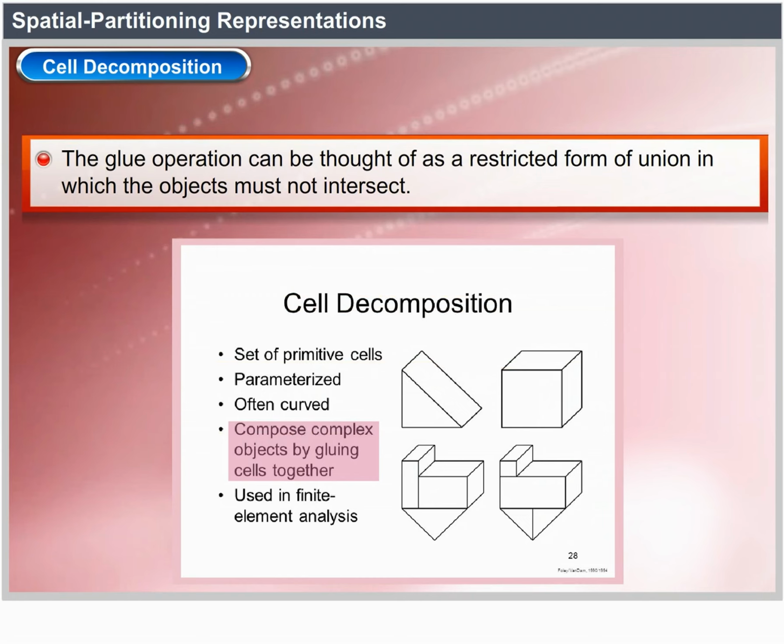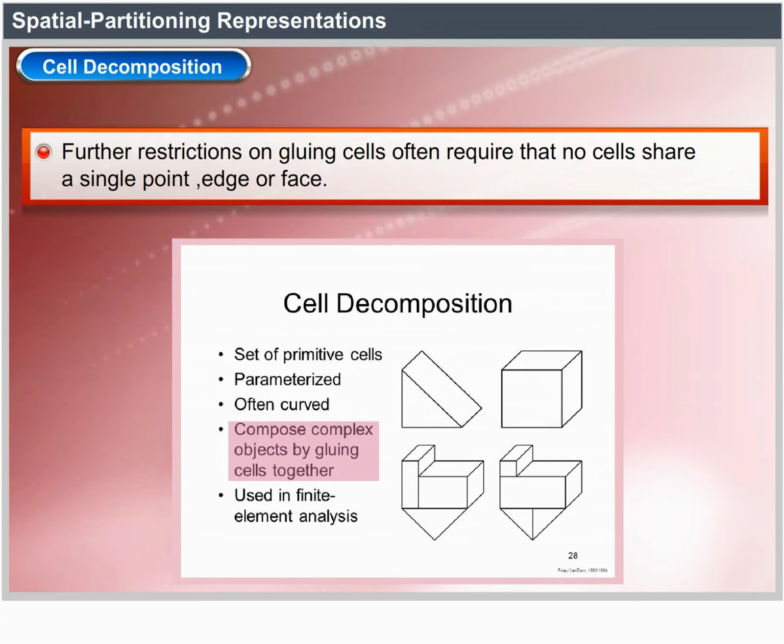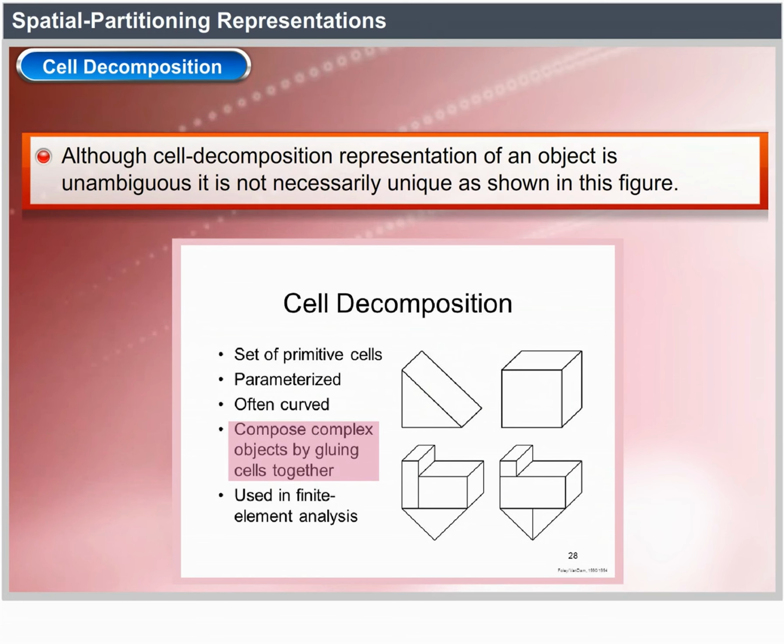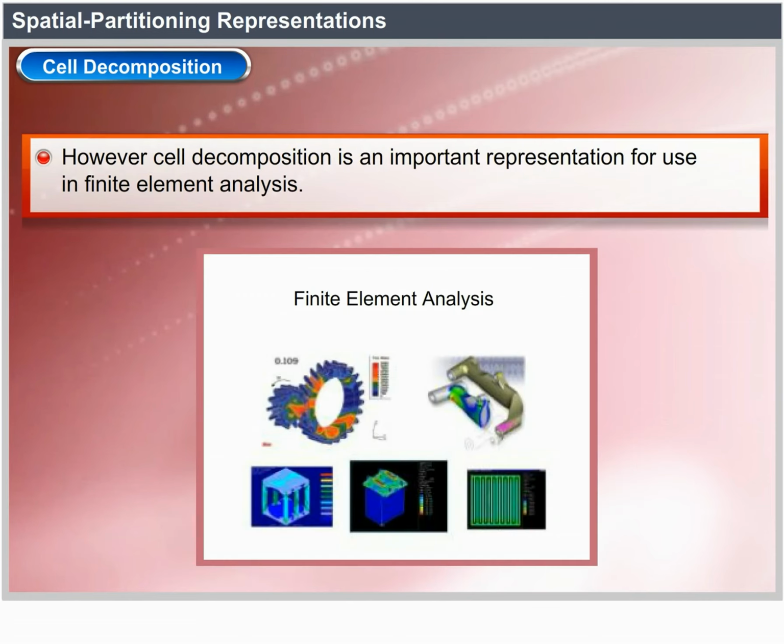Further restrictions on gluing cells often require that no cells share a single point, edge, or face. Although cell decomposition representation of an object is unambiguous, it is not necessarily unique. Cell decompositions are also difficult to validate since each pair of cells must potentially be tested for intersection. Nevertheless, cell decomposition is an important representation for use in finite element analysis.